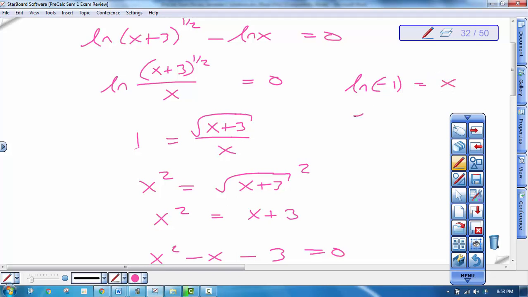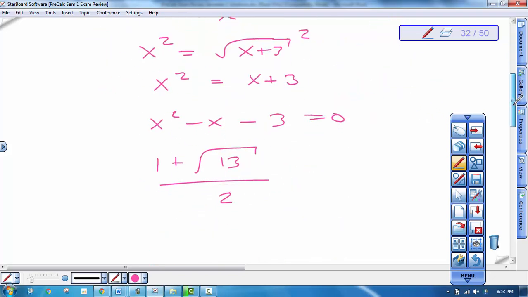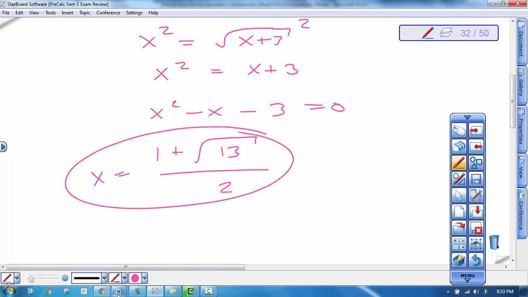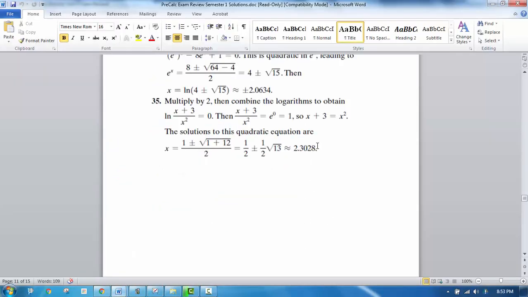What you get is e to the x equals negative 1. Well, when you change this into exponential form, there's no way to raise e to a number to get a negative number. So you can't have negatives, so therefore we just do the positive one. There's our solution, which we could give as a decimal as well. As a decimal, I think it's about 2.3028.